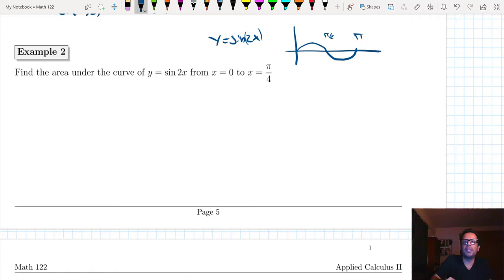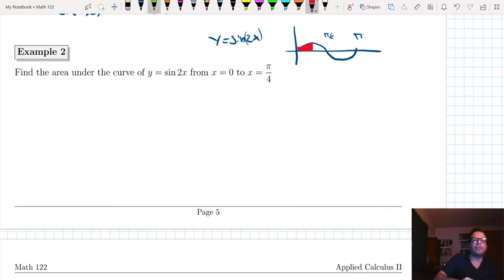So we will be evaluating this area that I'm highlighting in green. This area goes from 0 to pi over 4. Use your graphing calculator to get this. And that's the area that we are calculating.